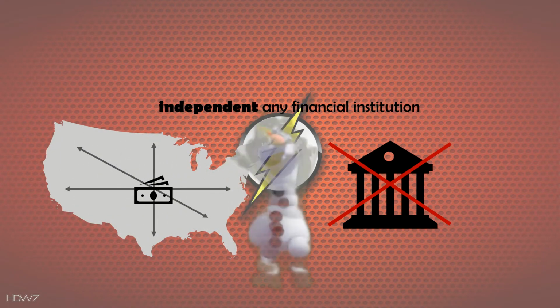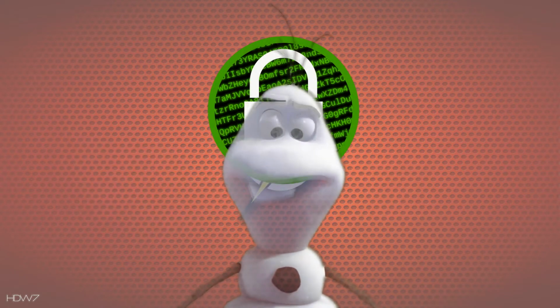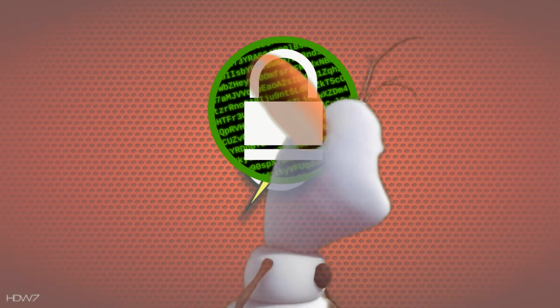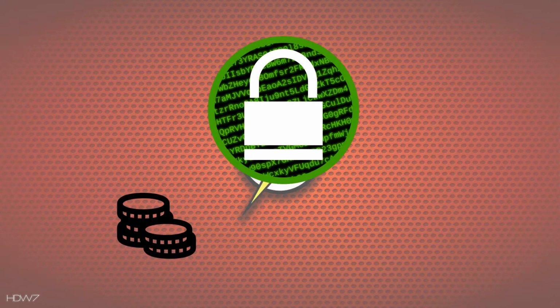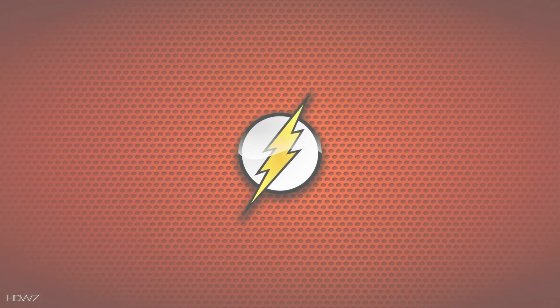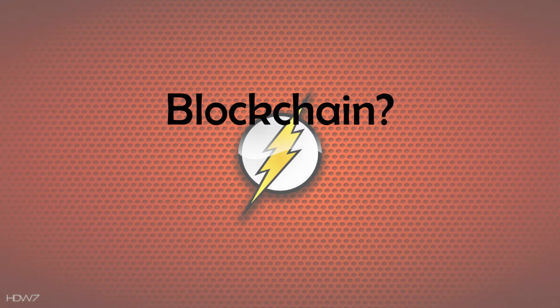The term crypto refers to a practice of secure communication. Encryption controls secure transactions, the creation of additional units, and the verification of asset transfers. Most cryptocurrencies are based on a blockchain. But what is a blockchain actually?